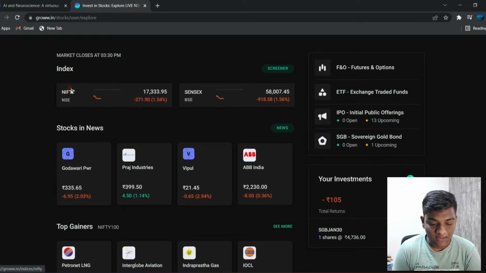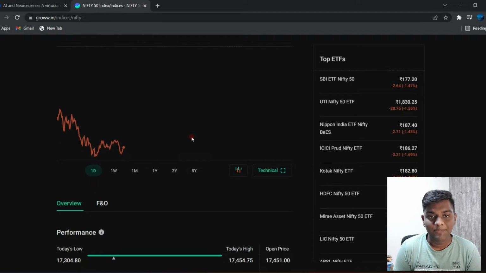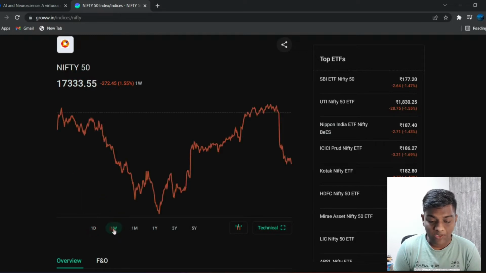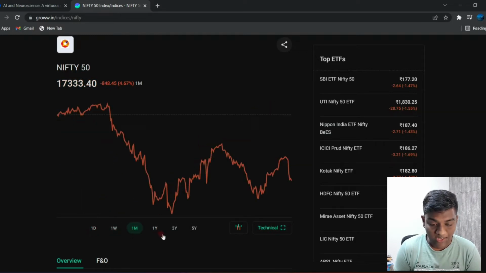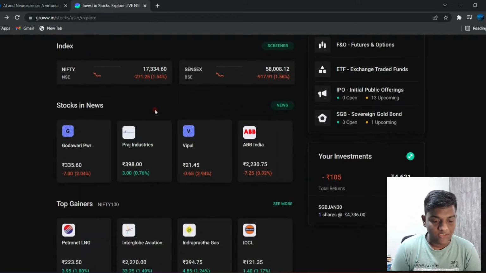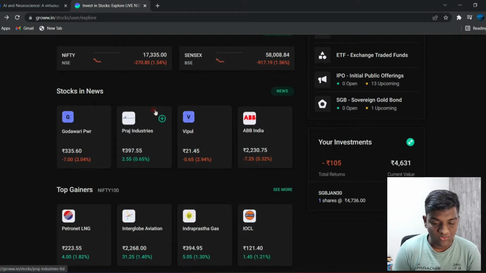If we open it, it would show the basic graph of how Nifty looks. You could see 1 day data, 1 week, how it went for 1 month, and how it went for 1 year. So you could see this data using the index column.